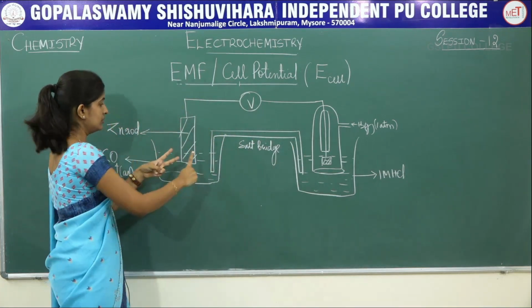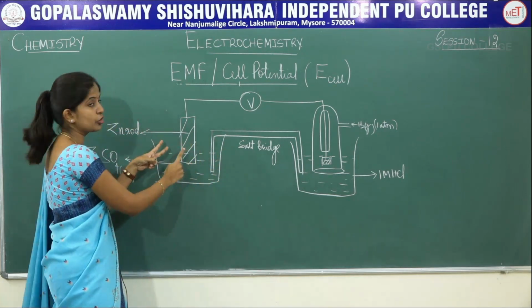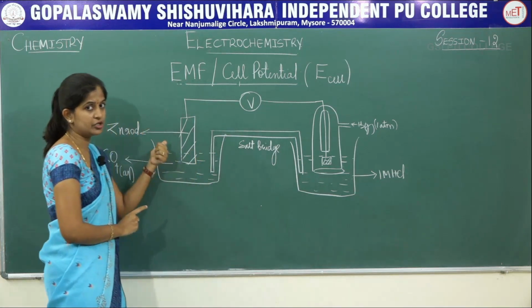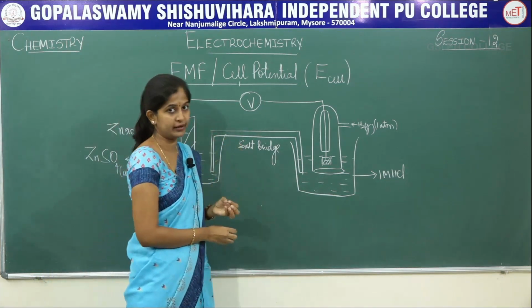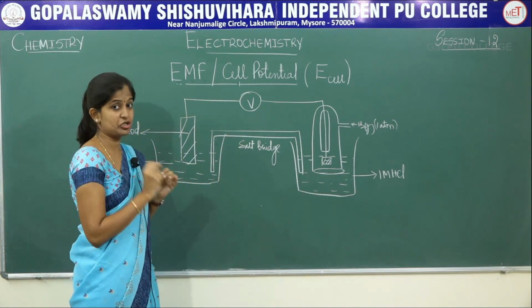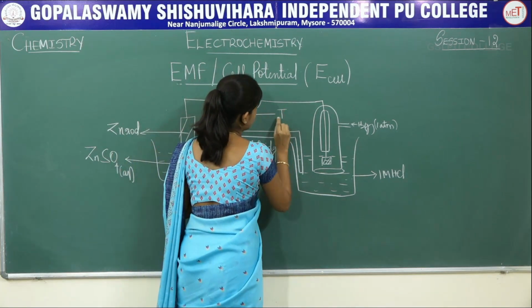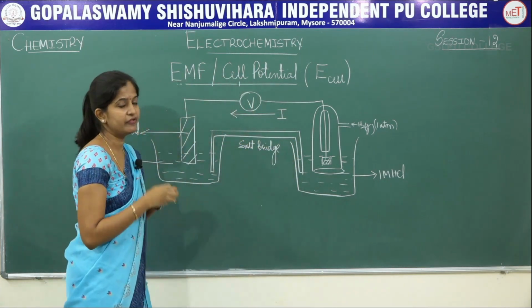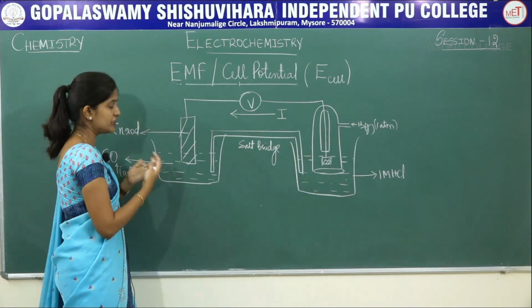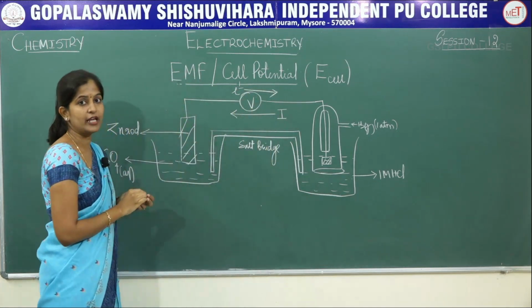Two things are unknown here: whether reduction or oxidation is happening, and the value of the electrode potential of this zinc. The first thing is whether it is oxidation or reduction. If you observe the direction of current, it is in this way. Where is the current flowing? It is flowing from SHE to this half cell, which means that electrons are flowing in the opposite direction.